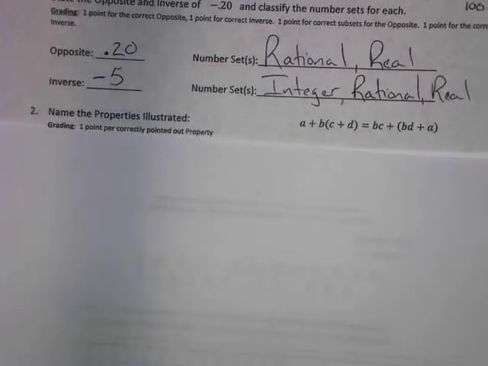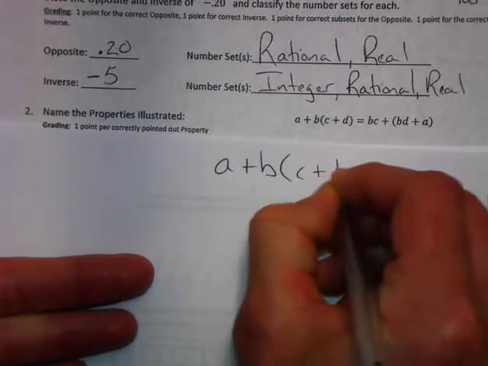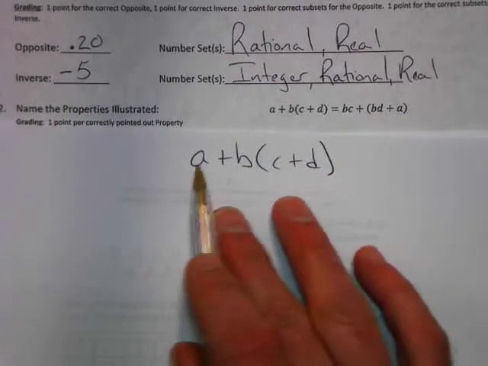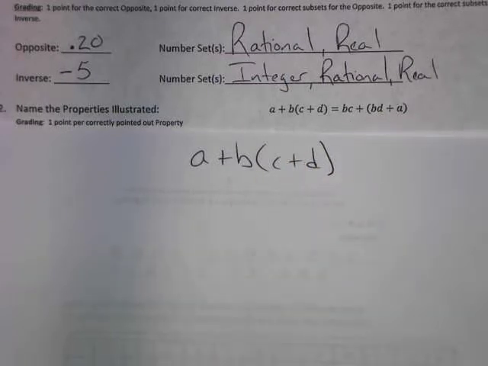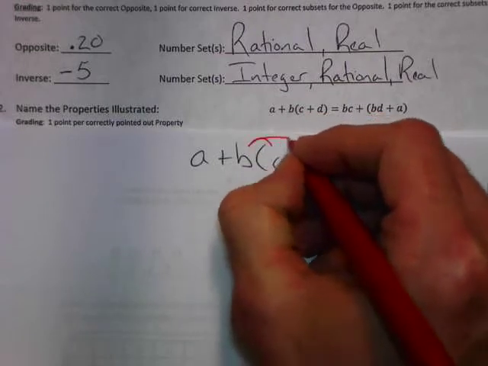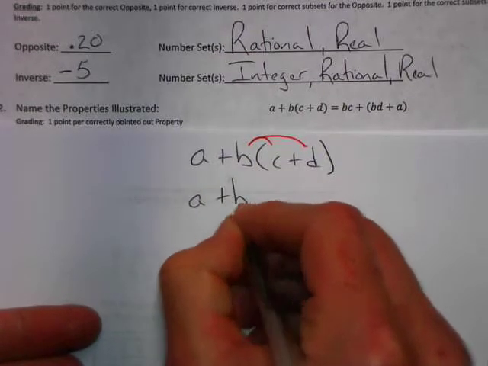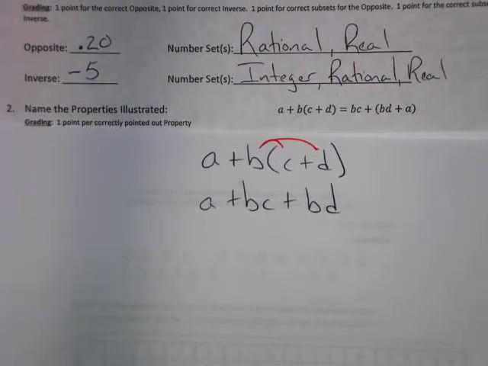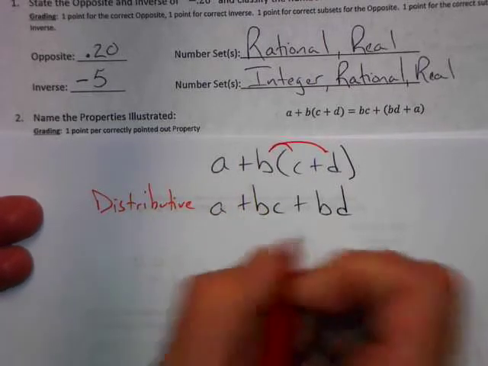And basically what we're doing is we're going to take the left-hand side of the equal sign, A plus B times C plus D, and we're going to make it look like the right-hand side of the equal sign. And so we have to make this look like this. And the first thing we need to do to make this look like this is multiply B times C and B times D. So we have A over here and then B times C, and then B times D. And so we multiply those numbers, and what we have ended up doing is using a property. And that property is called the distributive property. And so we have to label that we've used the distributive property.